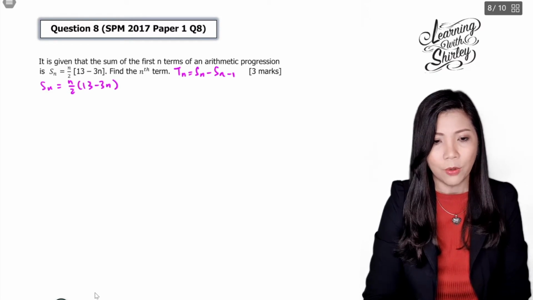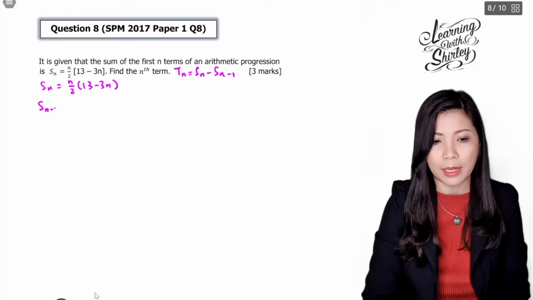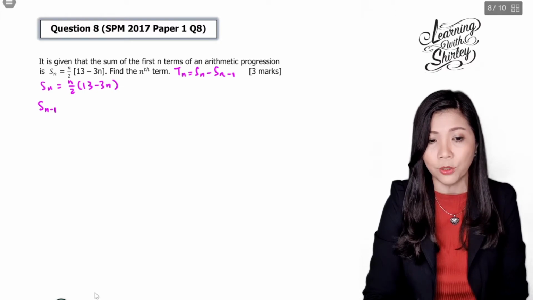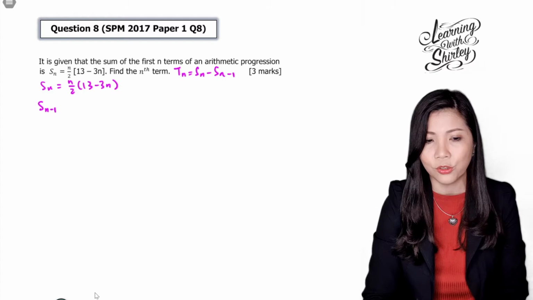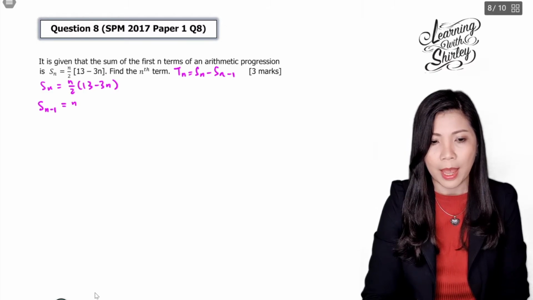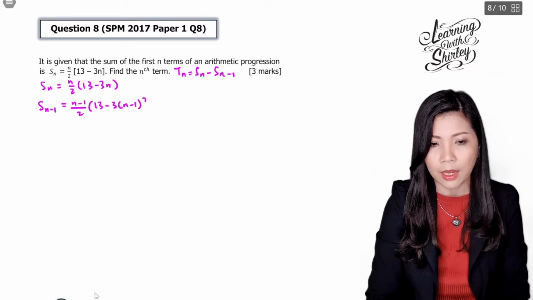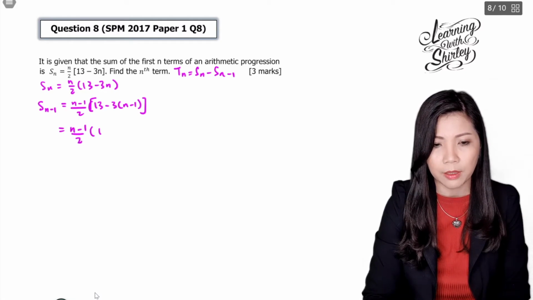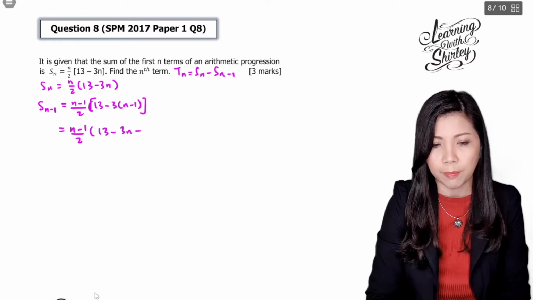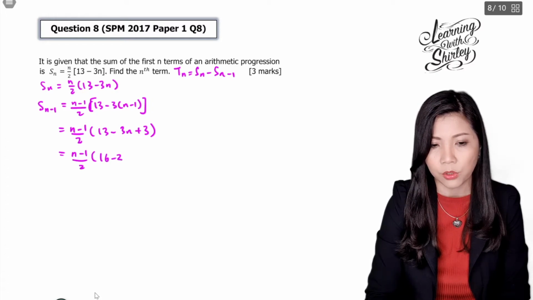Next I'm going to find Sn minus 1. So I'm going to substitute n minus 1 into n in the formula. So it becomes n minus 1 over 2, and this is 13 minus 3 times n minus 1, in square brackets. So we'll get n minus 1 over 2, and here will be 13 minus 3n plus 3. So we'll get n minus 1 over 2, and this is 16 minus 3n.